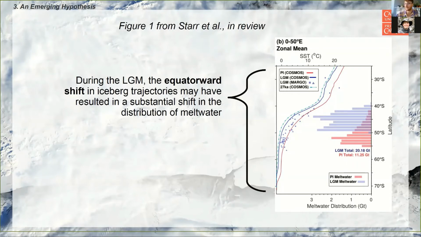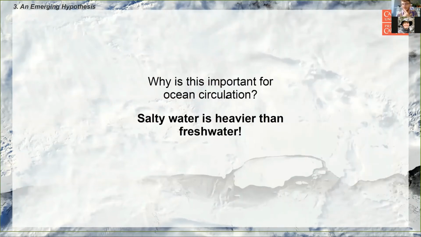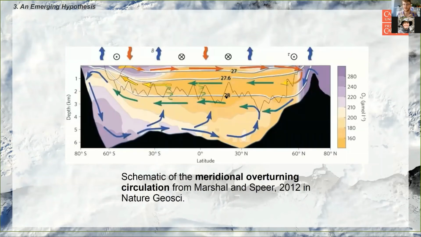In the glacial conditions, most of that melt actually shifts to the north and ends up in what we call the subantarctic region. So we suddenly have gigatons of fresh water being dumped in the subantarctic region, slightly further away from the coast of Antarctica. And why is this important for ocean circulation? Well, salt water is heavier than fresh water. So if you add fresh water to the ocean, it's going to be much less dense than the salt water that would lie underneath it. This is one of the key principles in our understanding of large-scale ocean circulation.